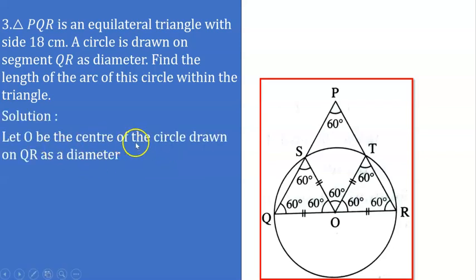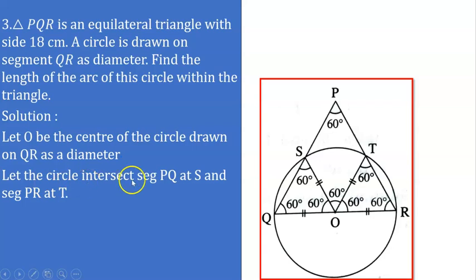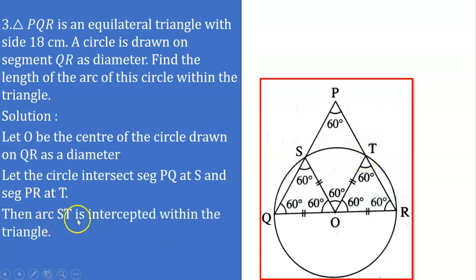Solution. Let O be the center of the circle drawn on QR as a diameter. Let the circle intersect segment PQ at S and segment PR at T. Then arc ST is intercepted within the triangle. We want to find out the length of that arc.